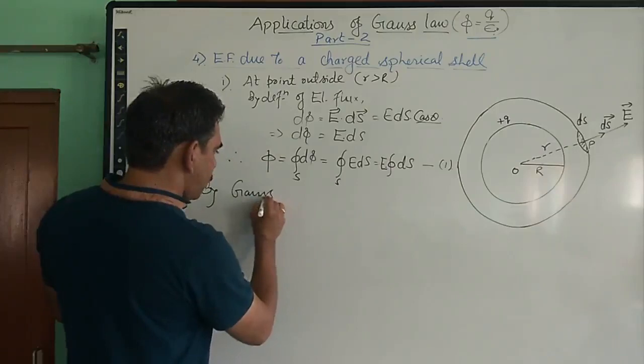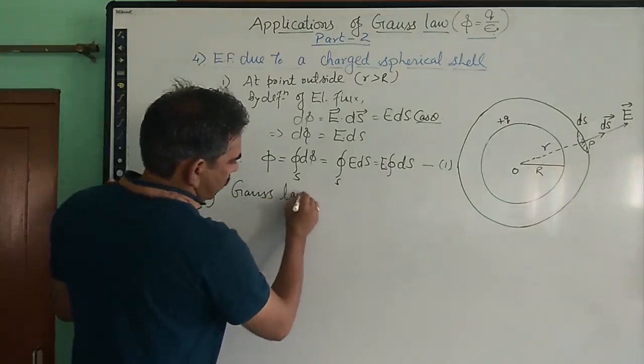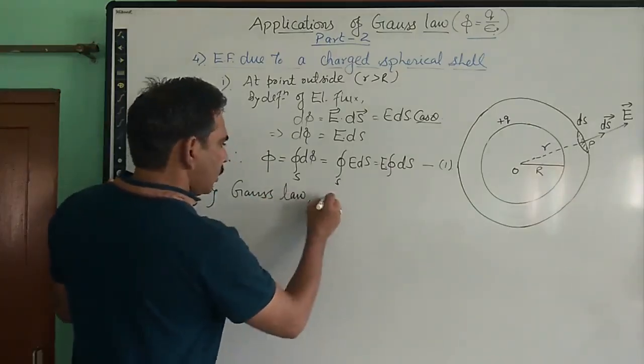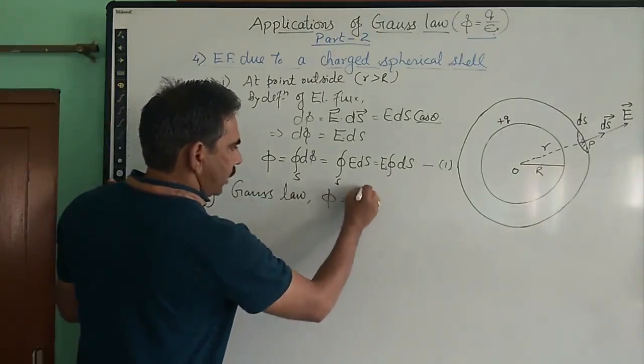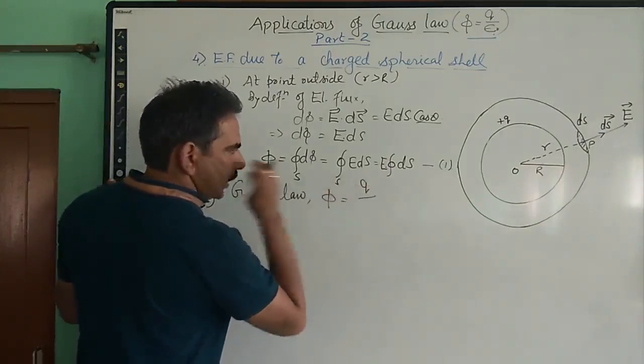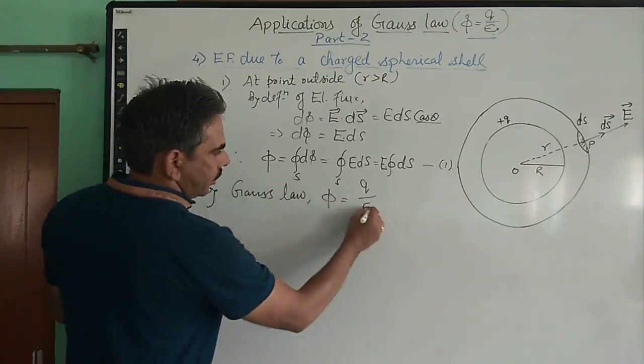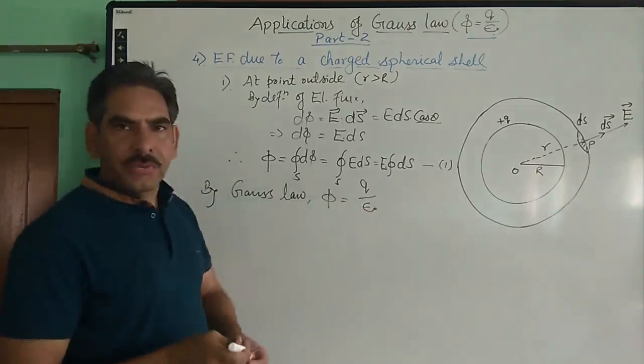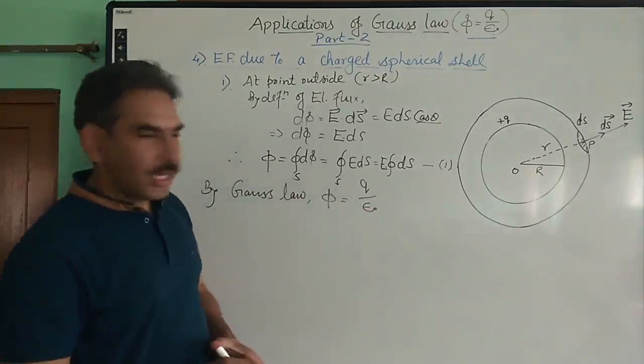Now we are applying the Gauss law. This is the application of Gauss law. By Gauss law, the total flux is given to be the charge enclosed by this Gaussian surface per unit the permittivity of the free space or the space in which it is lying.